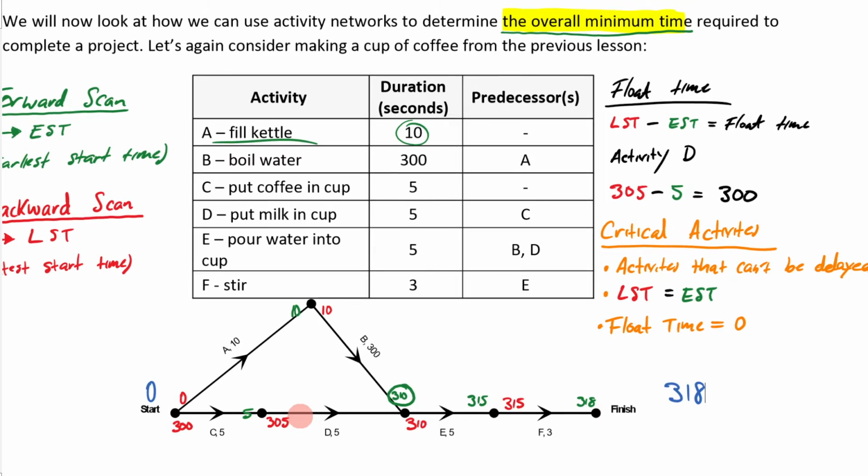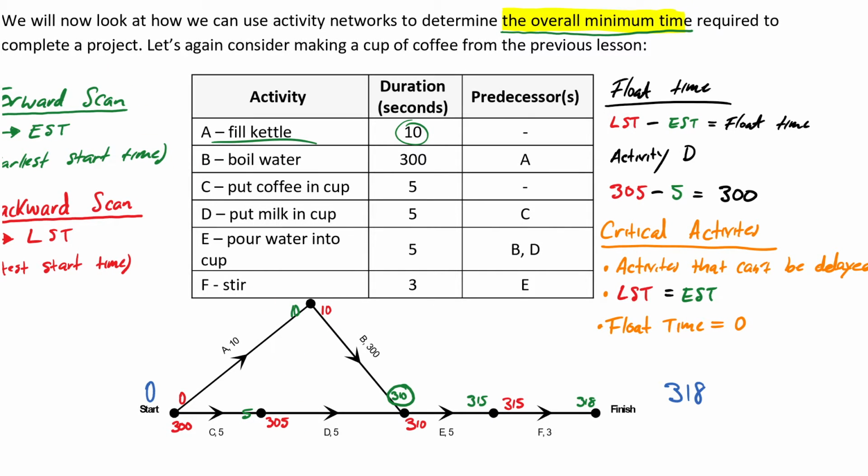And from the critical activity, we can therefore create something known as a critical path. That is the sequence of critical activities of the project. So for instance, in this example, it is simply going to be where my EST is equal to my LST. I've got 0, 0, 10, 10, 310, 310, 315, 315, 318, 318. So I create the critical path by highlighting or drawing through where my LST is equal to my EST.